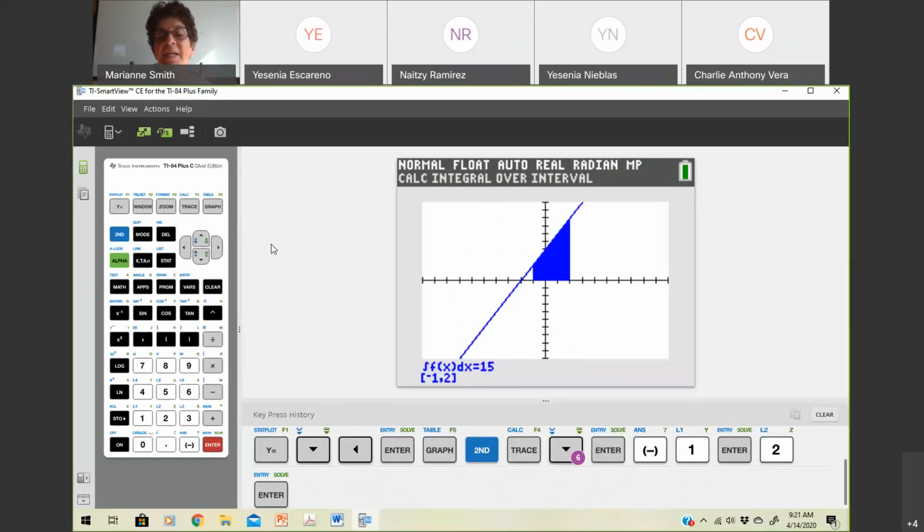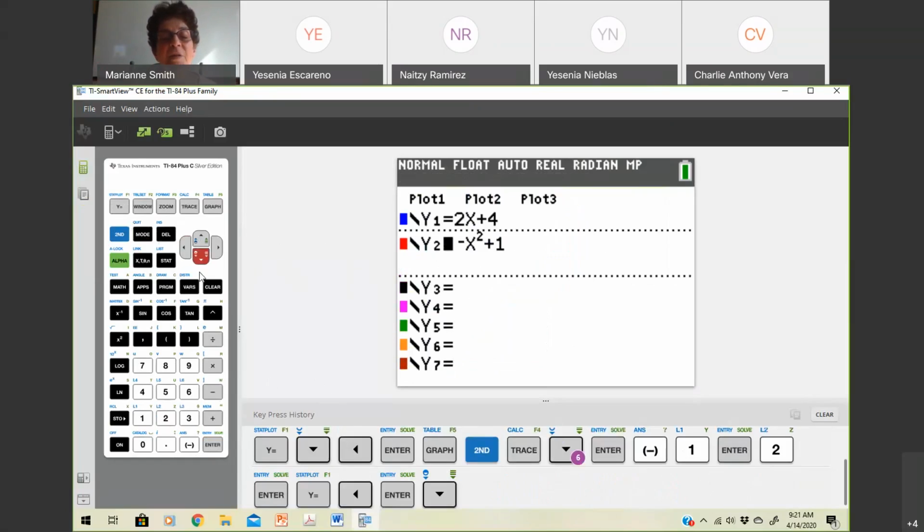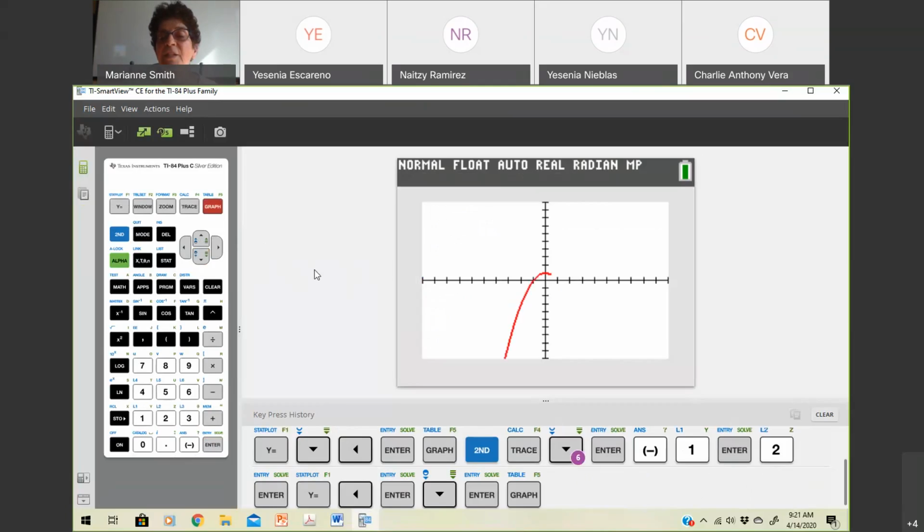Then I want to find the area with my quadratic on. So let me do that. I'm going to go here, turn off my linear, and turn on the quadratic. Now I just get the quadratic, and I want to know the area between that curve and the x-axis, between -1 and 2.